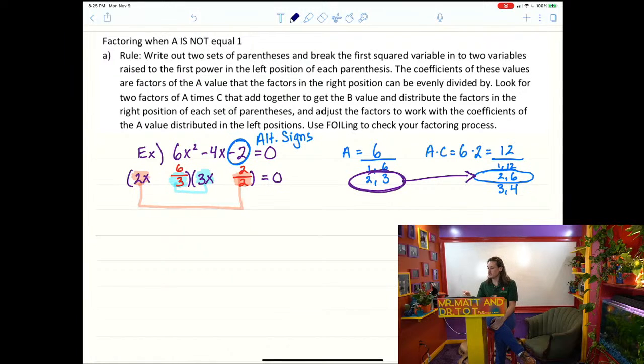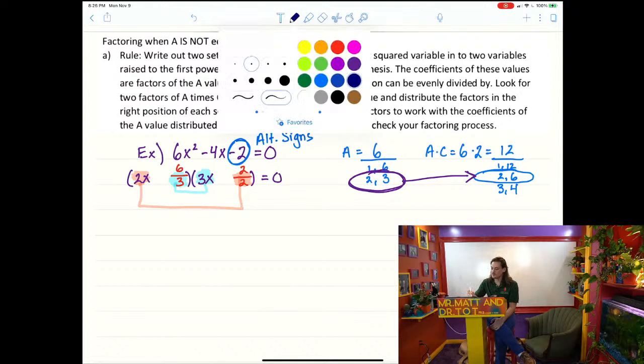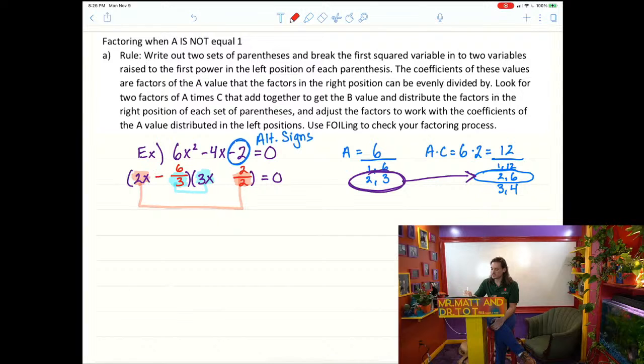and what did I say? We need a negative 6. So this guy should be, let me go back to red, this guy should be negative and this guy should be positive because I need a negative 6 plus a positive 2 to get a negative 4. And so now this is going to simplify into 2x minus 6 divided by 3 is 2, times 3x plus 2 divided by 2 is 1.